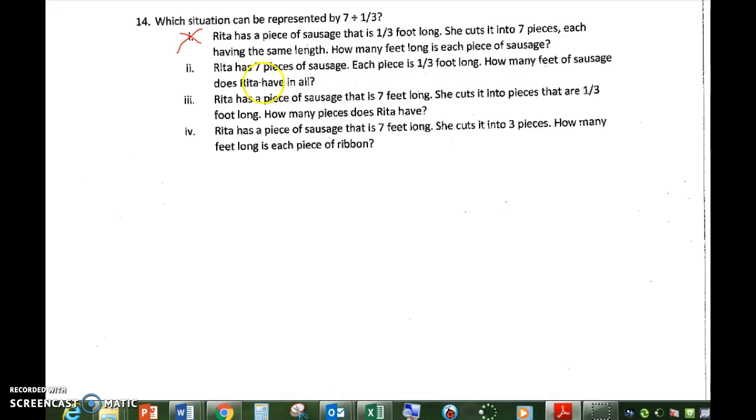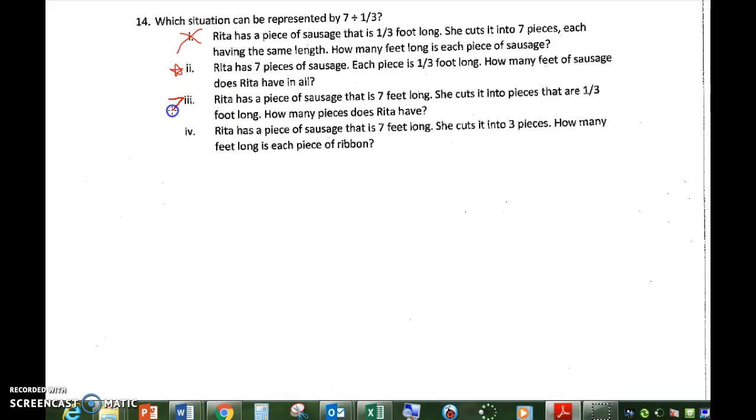We'll give that one some thought. That's a possible one, so I'm going to put a star by it, and we'll test it out later. Rita has a sausage that is 7 feet long. She cuts it into pieces that are a third of a foot long. How many pieces does Rita have?